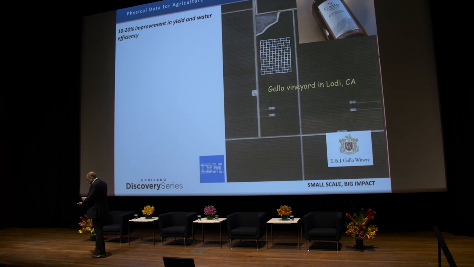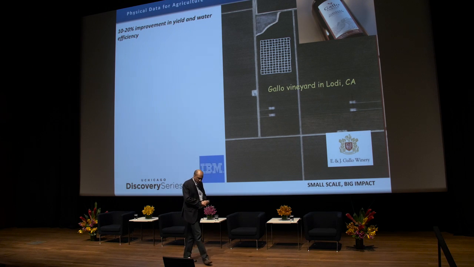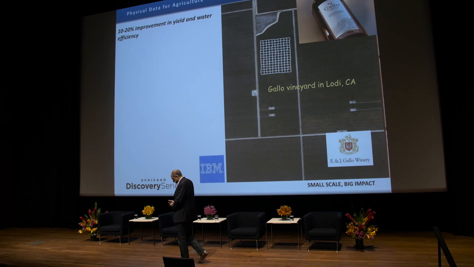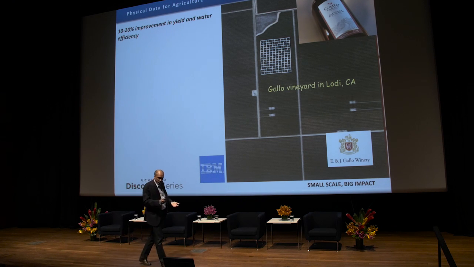Now, as many of you are probably aware, water is overused in agriculture. Okay, it's not measured accurately. Farmers kind of guess as to how much water they need to use. And this is a global phenomenon. About 70% of freshwater consumption in the world is due to agriculture.